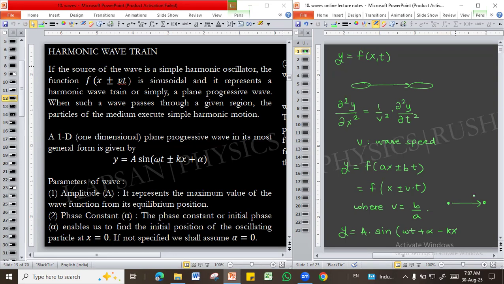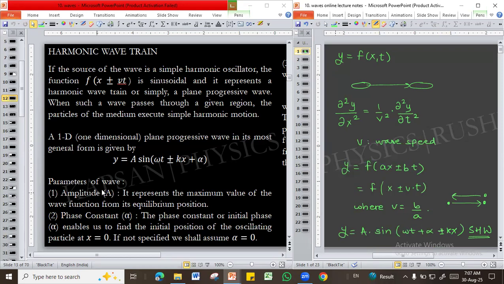If the wave is traveling in the negative x direction, then these particles will have higher phase, so you can write plus kx. So in short, let us write plus or minus kx. So that is our simple harmonic wave, meaning particles are oscillating simple harmonically.